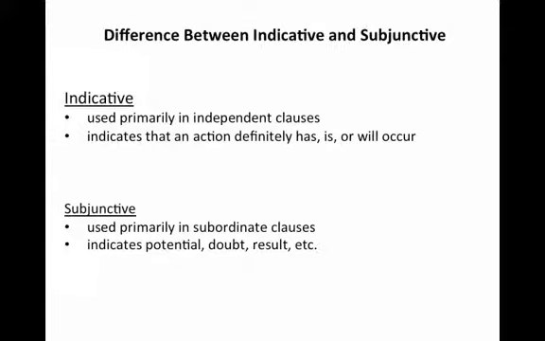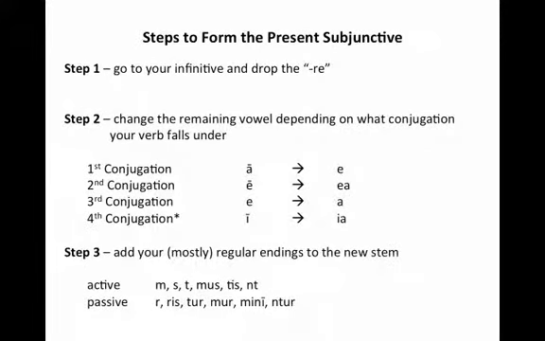The subjunctive is used primarily in subordinate clauses and can indicate potential, doubt, result, and many other things, and has many different uses in Latin, all of which will be discussed in a later video. Because today we're talking simply about forming the present subjunctive. So there are three simple steps for forming it.